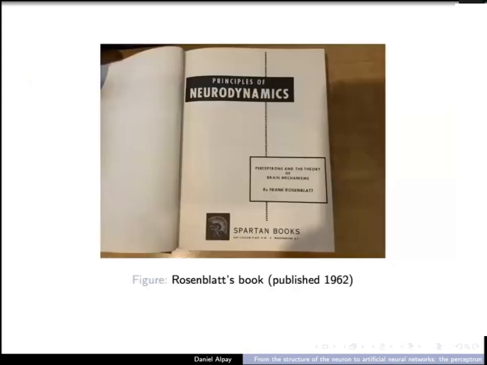It was around 62. This is his book. As you can see, the title is Principles of Neurodynamics. It's from the 60s, so it's very far, really, from machine learning, one would think.